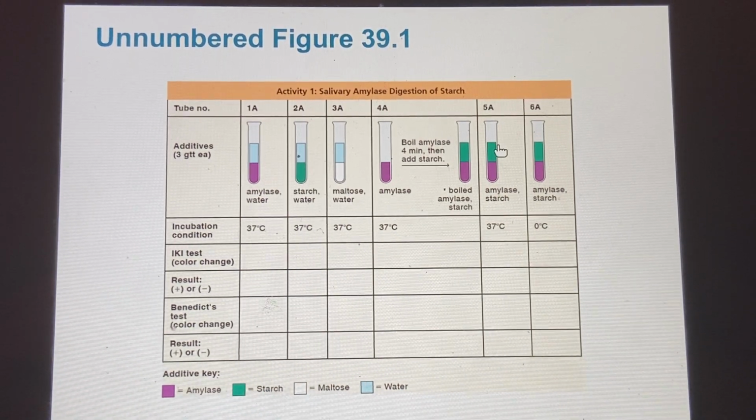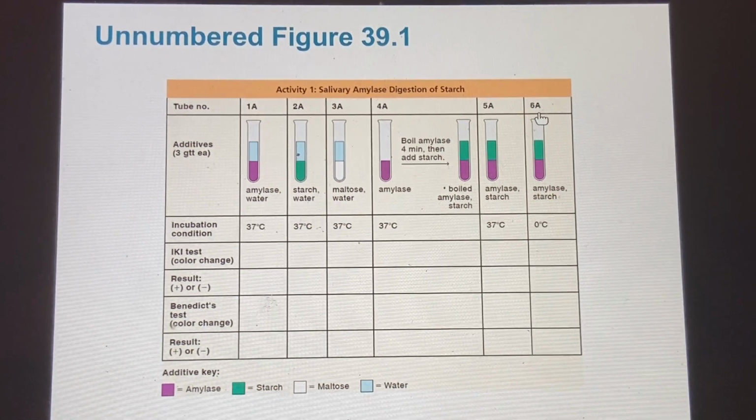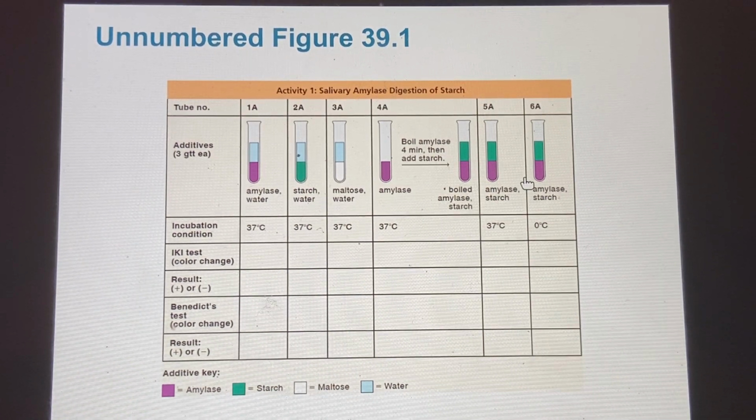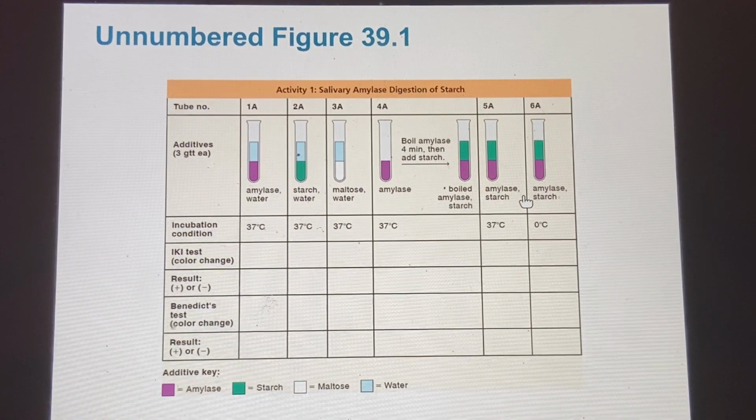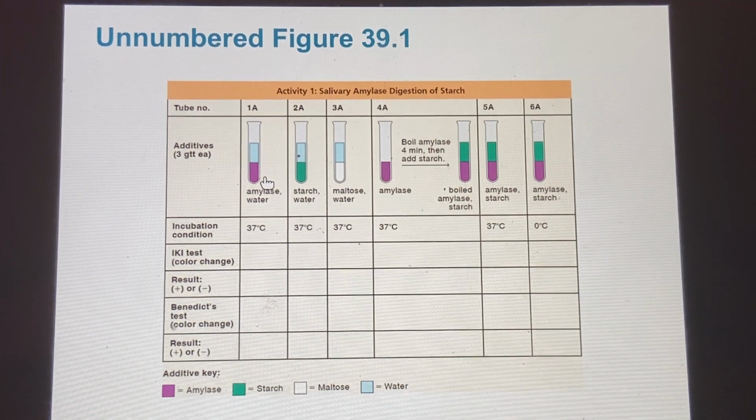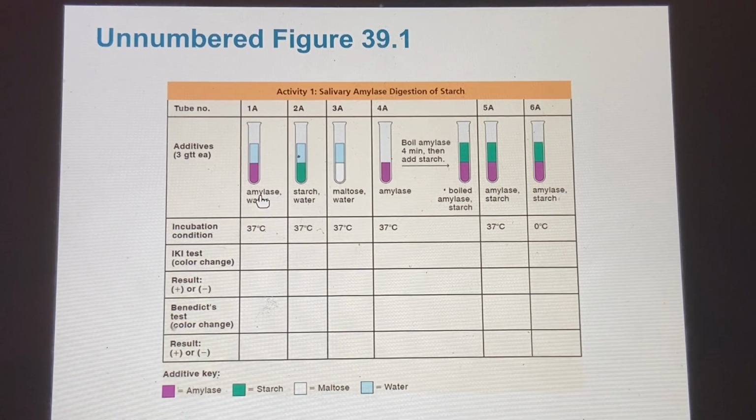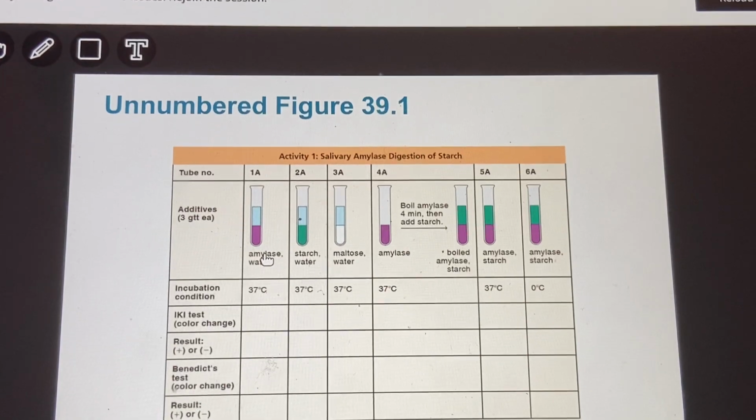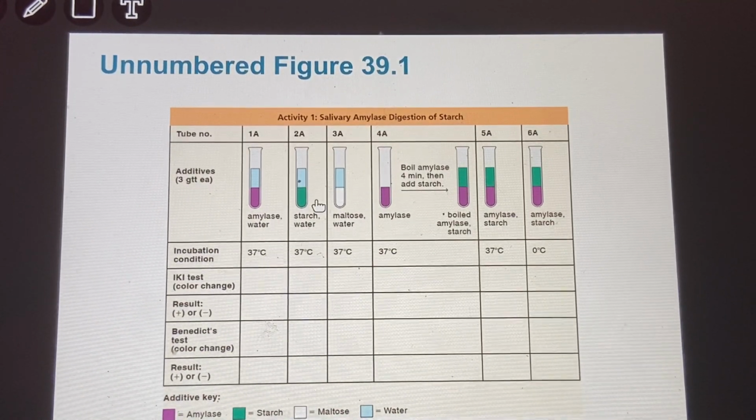And then this is 5A, amylase and starch. And this is 6A with amylase and starch also. What is the difference between these two? The temperature that you will incubate. Putting all these additives together, you can interpret amylase and water. What's it going to do? It has nothing to work with. Amylase is not for water. Amylase is for starch. So what do you think will happen with 1A? You should put it in your mind.